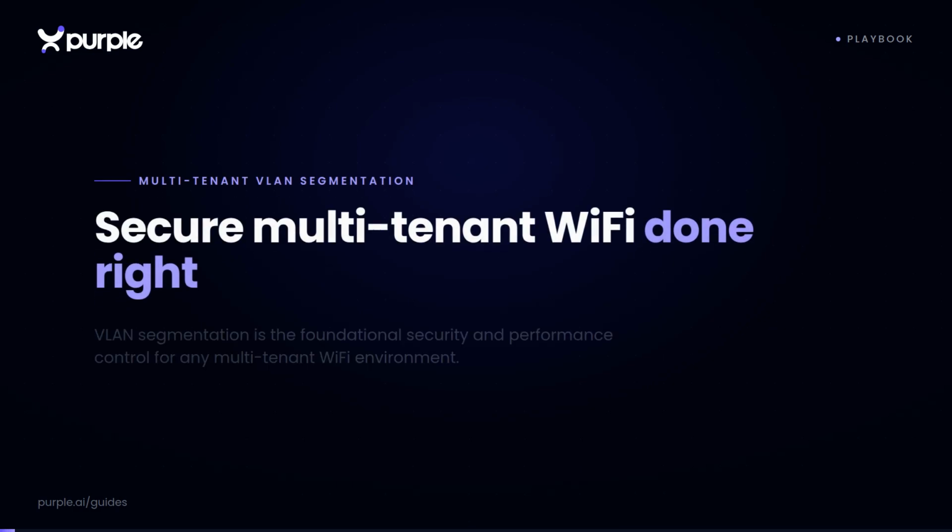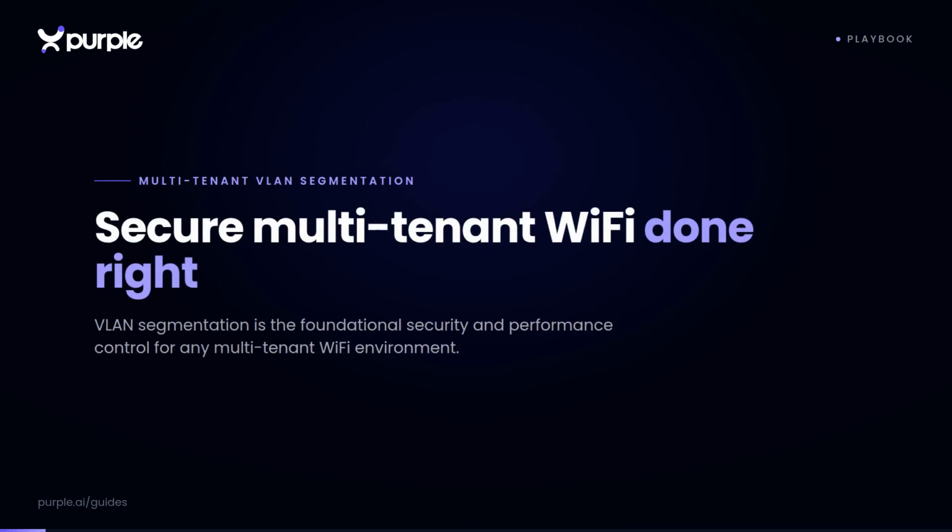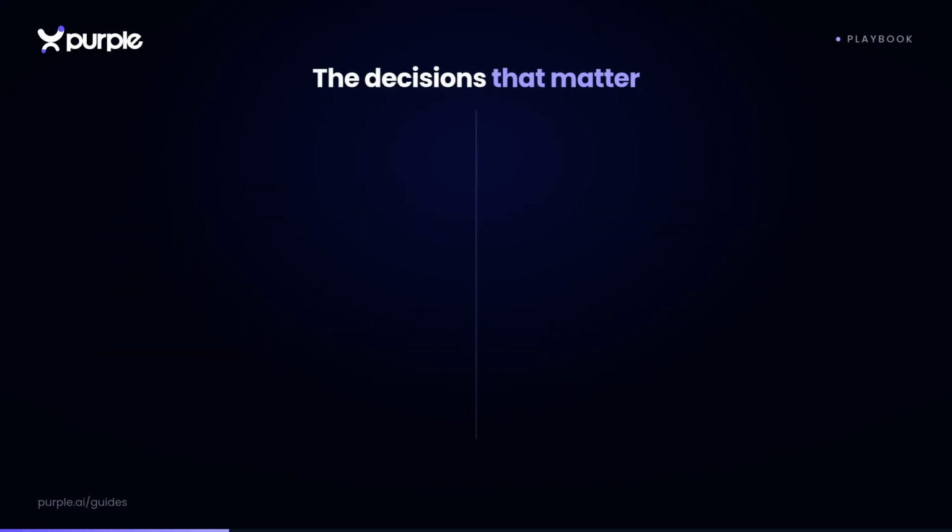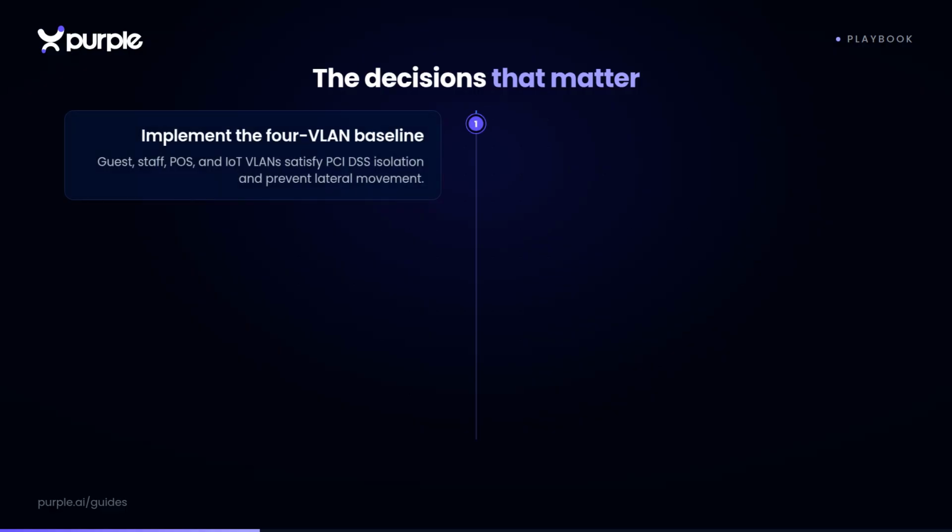A flat network in a multi-tenant venue is a critical liability. IEEE 802.1Q VLAN segmentation is the foundational security and performance control for any multi-tenant Wi-Fi environment. First, implement the 4 VLAN baseline: guest, staff, POS, and IoT to satisfy PCI DSS isolation and prevent lateral movement.